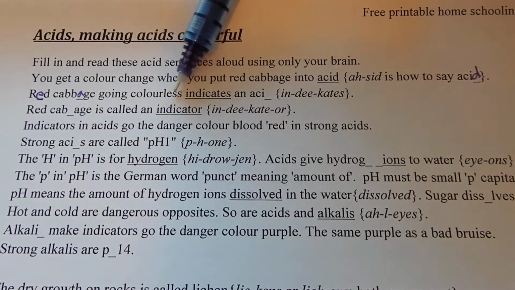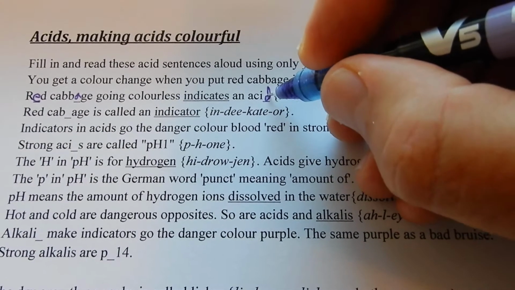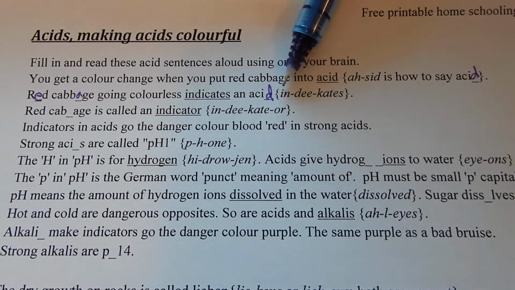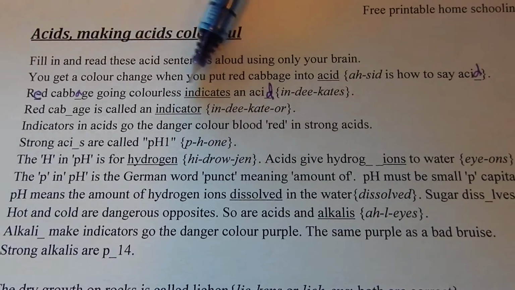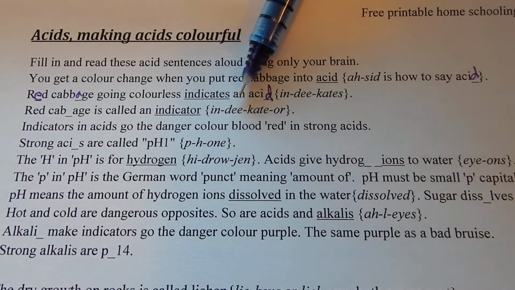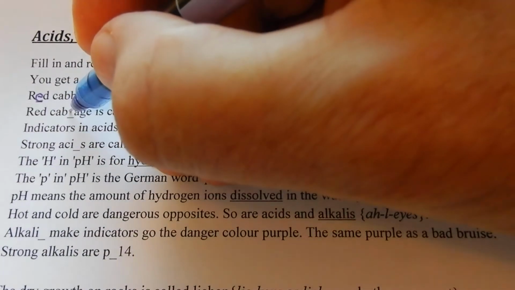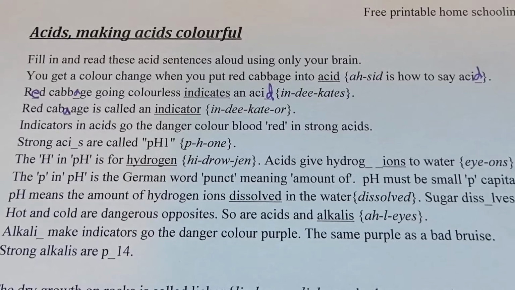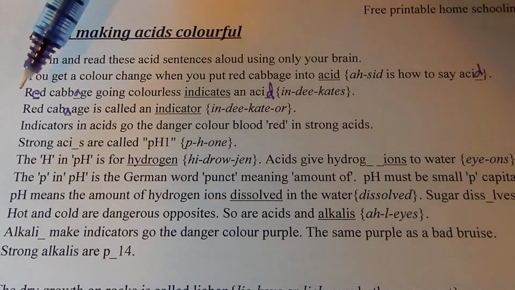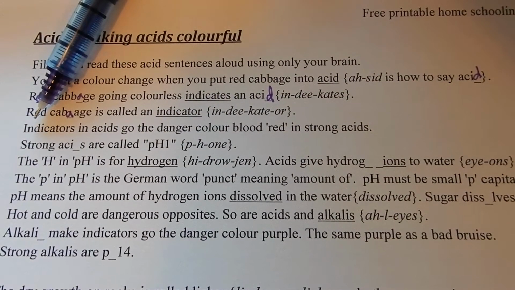Red cabbage going colourless indicates an acid. If you put red cabbage leaves into an acid, the red goes away. Indicates. Red cabbage is called an indicator. It's a chemical indicator. If you don't know if it's acid, put in red cabbage. If the redness comes out of the leaf and goes colourless, then it was an acid.